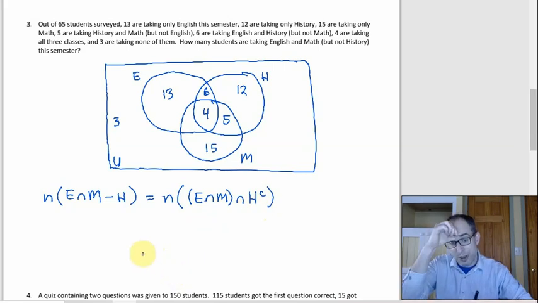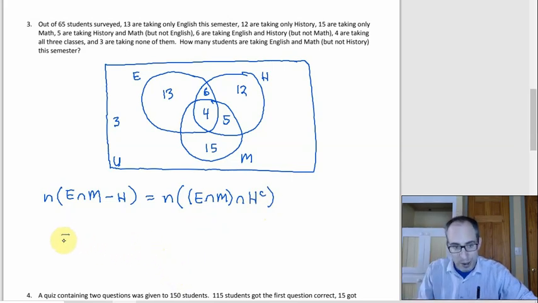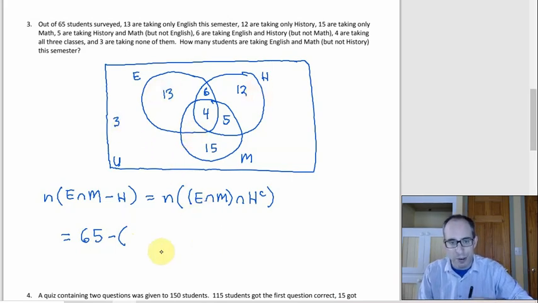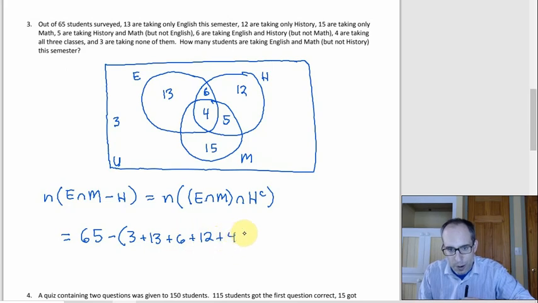So either way you want to write that, if you want to write it in set notation, the important thing is if we know we're going to start with 65 and then subtract off the sum of everything else. So 3, 13, 6, 12, 4, 5, and 15. That's a whole lot of numbers to add up.